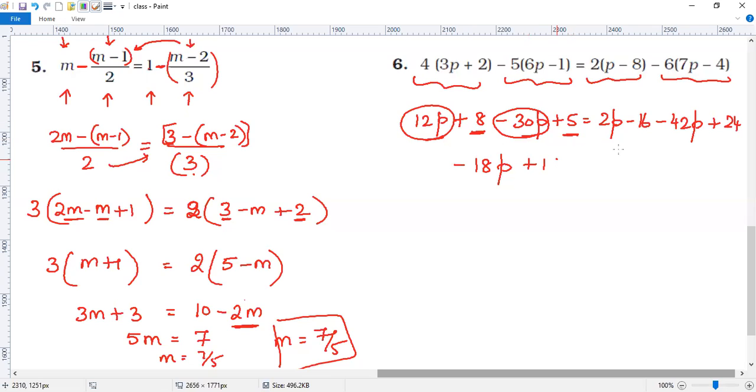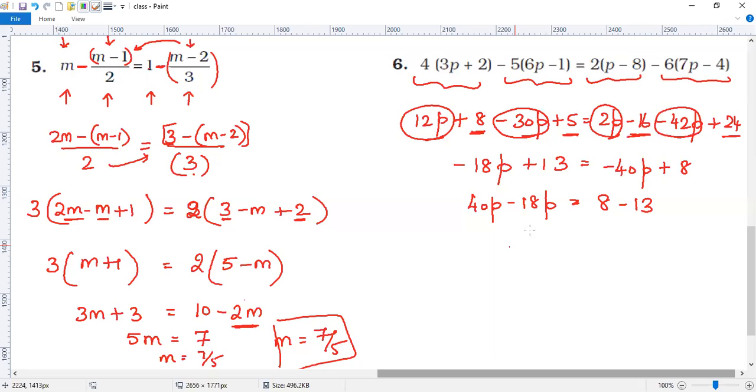What is 8 plus 5? It is plus 13 is equal to, here again p, it is plus 2 and minus 42. So what will you get? It will be minus 40p. It is minus 16 plus 24, so that will be plus 8. So now take this p term to the other side. You will get 40p minus 18p, correct? 40p minus 18p is equal to, if you take 13 to the other side, you will get 8 minus 13. So 40 minus 18, how much will you get? 40 minus 18, that is 22.